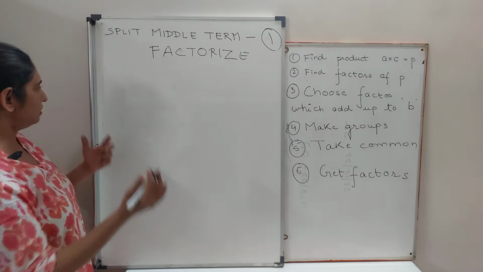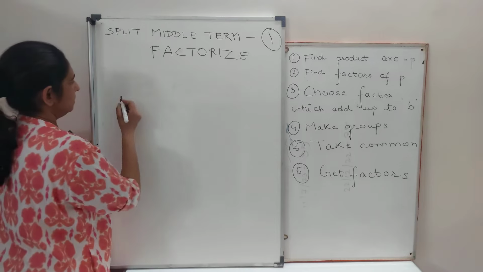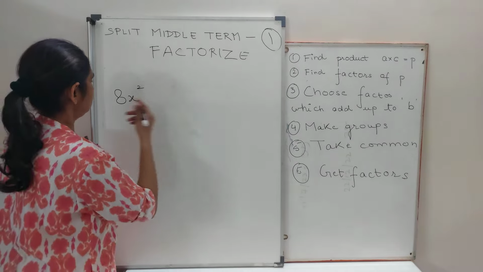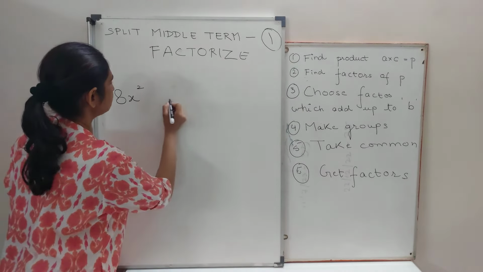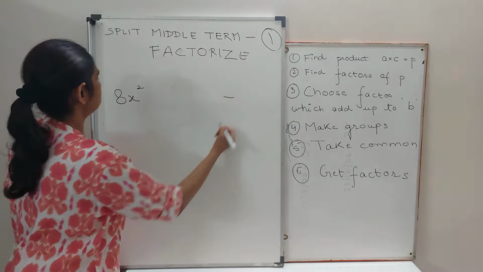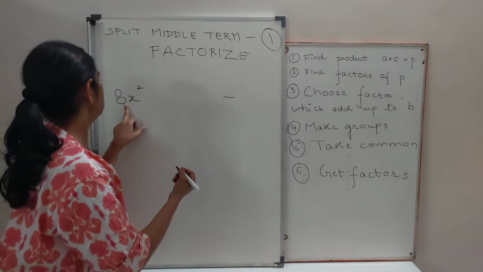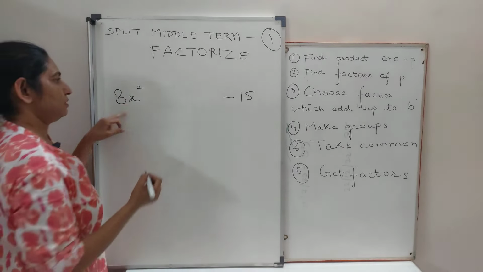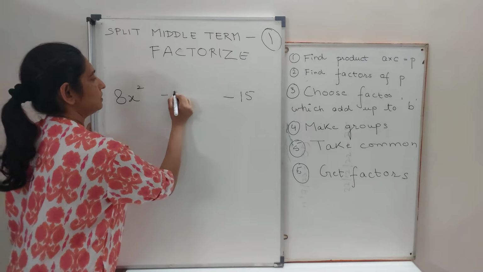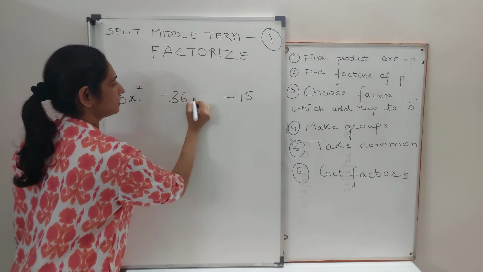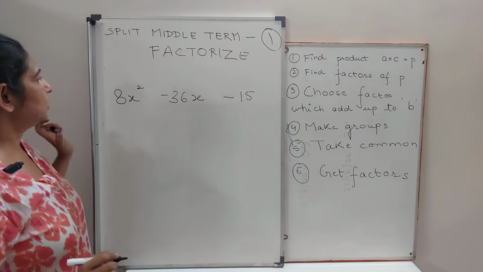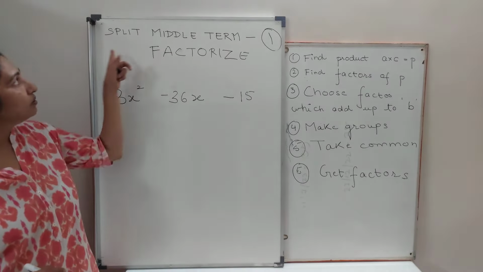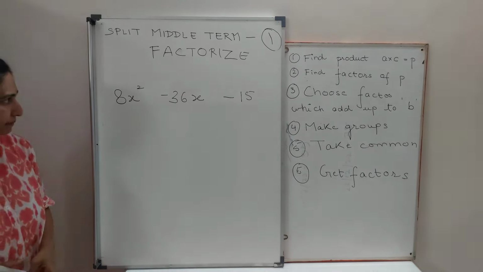Okay, so let's form an equation. 8x square minus 15, 26 36 x. Hopefully this will work. So this is the equation which is given to us, and now we have been told to factorize it using the method of middle term splitting.